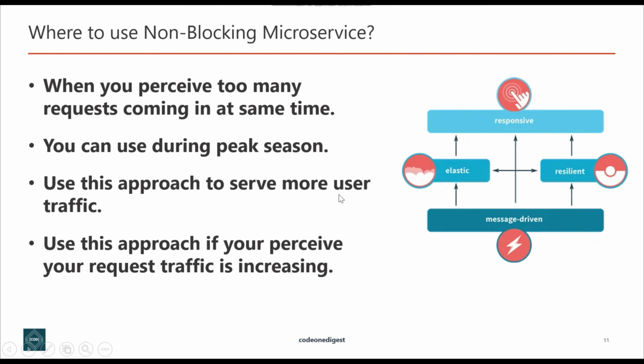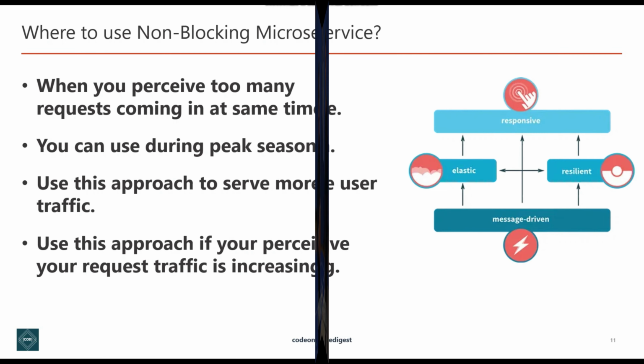Use this approach to serve more user traffic. Your application today serves 1 lakh users every day, and you see there is going to be a surge in your user base. That time you may want to upgrade your application to use non-blocking APIs. Right, friends? Use this approach if you perceive your request traffic is increasing. As I said, if you see that in coming years your traffic is going to increase because your business is growing, hence you should think of upgrading your application to use non-blocking microservices rather than blocking microservices.